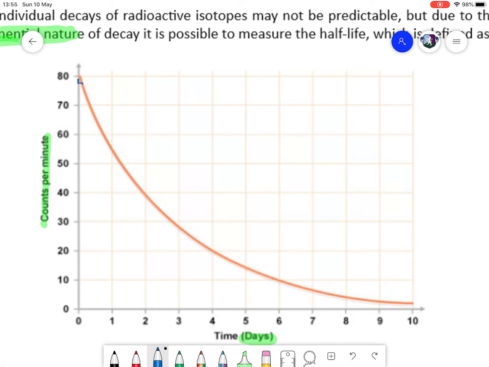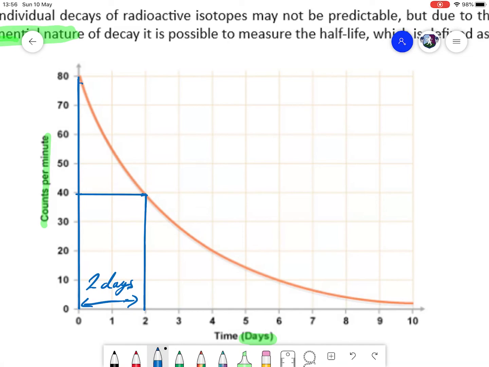Now ideally, the y-intercept will be a nice and easy number to halve. So our y-intercept here is 80 counts per minute. Halving that, quite simply, we cut down to 40, and we can draw a line directly across to the point where it crosses the line. Drawing a line vertically down from here means we've now got a separation of 2 days represented. So it's taken 2 days for that count rate per minute to decrease by half.